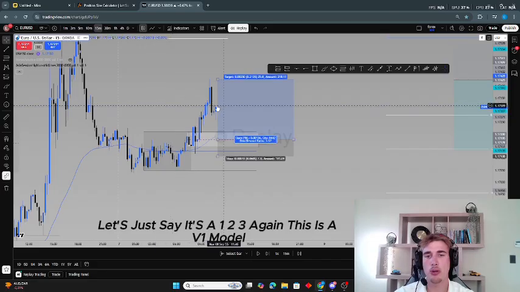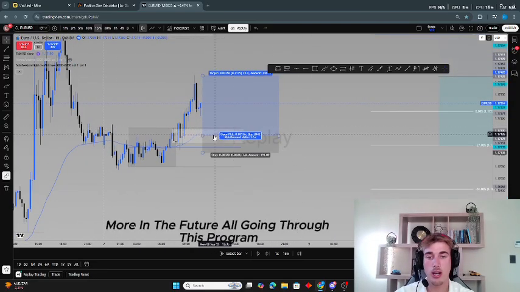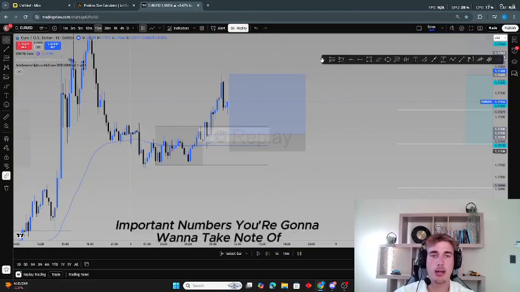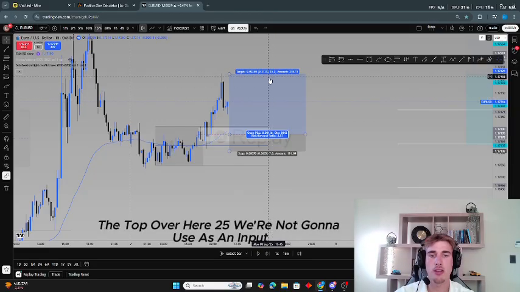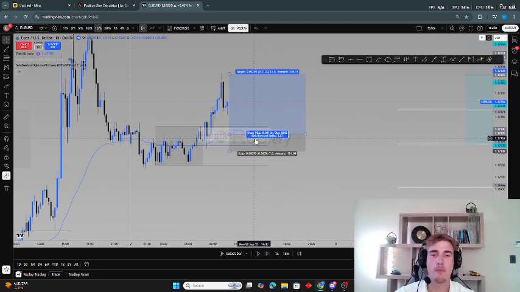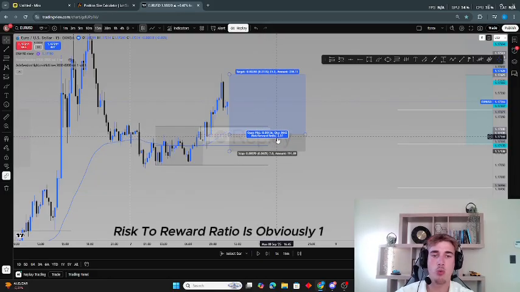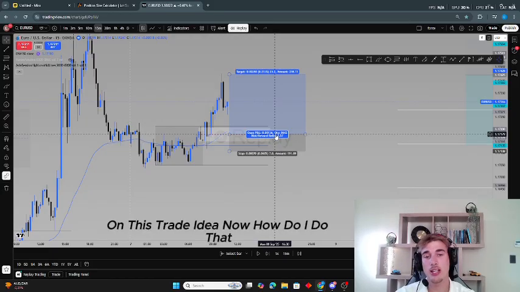Again, this is a V1 model. So you guys will understand that a little bit more in the future going through this program. So I'm going to enter around about this level. I can see now the most important numbers you're going to want to take note of is, one, the top over here, 25. We're not going to use it as an input, but it's good to know. Risk to reward, you can see the risk to reward ratio is obviously 1 to 3.57. So I'm risking 1% to make 3.5% on this trade idea.